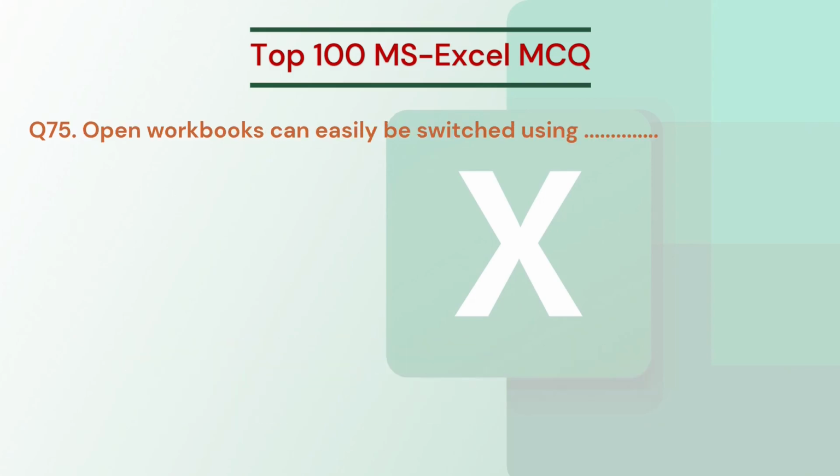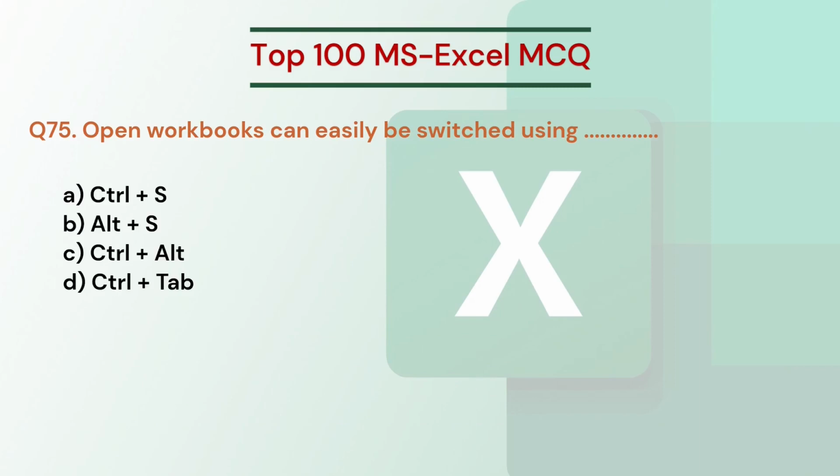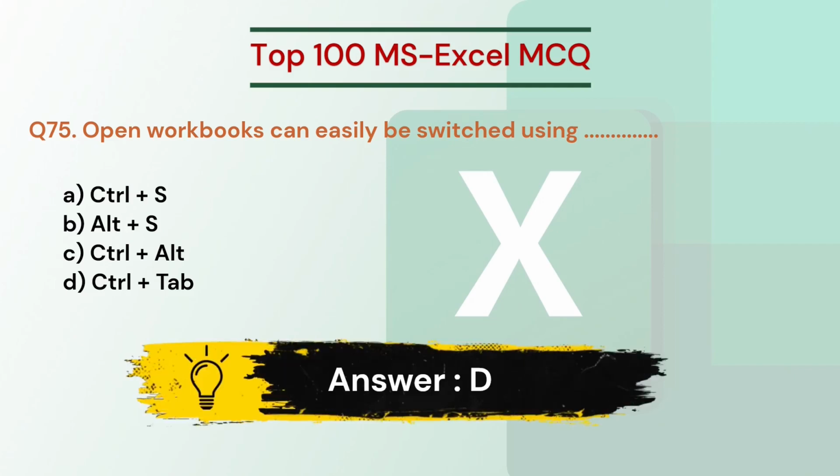Open workbooks can easily be switched using dash. A. Control plus S, B. Alt plus S, C. Control plus Alt D, D. Control plus Tab. Correct answer is D, Control plus Tab.